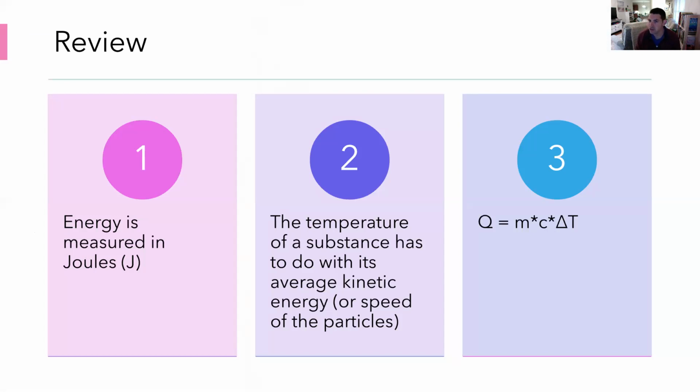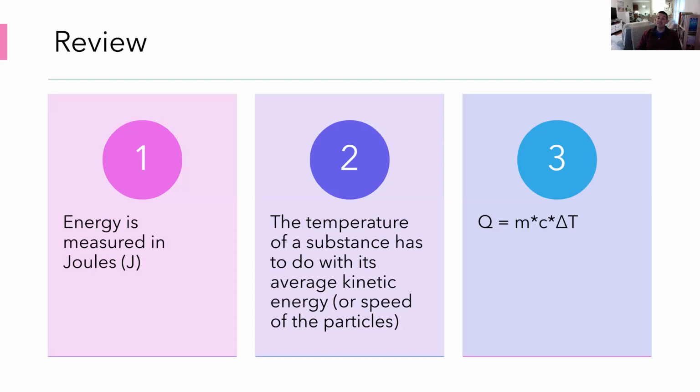Energy is measured in joules. It gets the unit J. So J is for joules. Something that we've also seen, the temperature of a substance has to do with its average kinetic energy. The formula for kinetic energy is 1/2 mass times velocity squared. All that we have to worry about is when I say kinetic energy, that means the speed of the particles. Faster particles, more kinetic energy, higher temperature. Colder particles, lower average kinetic energy, lower speeds.